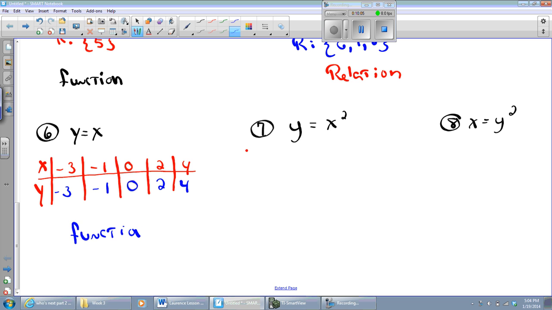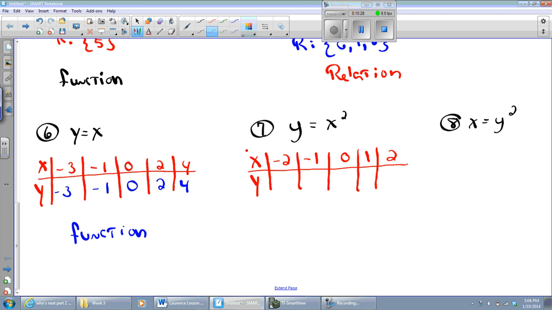Now, this one here, let's go with an input-output table. x, y. And this one, I'll tell you what, I'm going to choose -2, -1, 0, 1, and 2. And when I do that, when I square -2, I'm going to get 4. Square -1, I'm going to get 1. I'm going to get 0, 1, and 4.